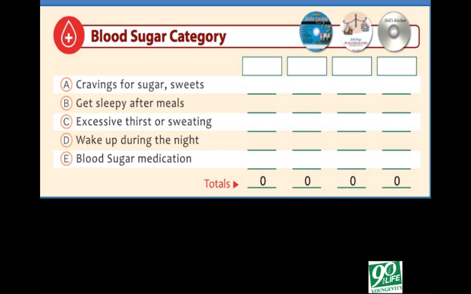And some people say, no, all of these are fine because I'm on blood sugar medication. We know you're in that category.